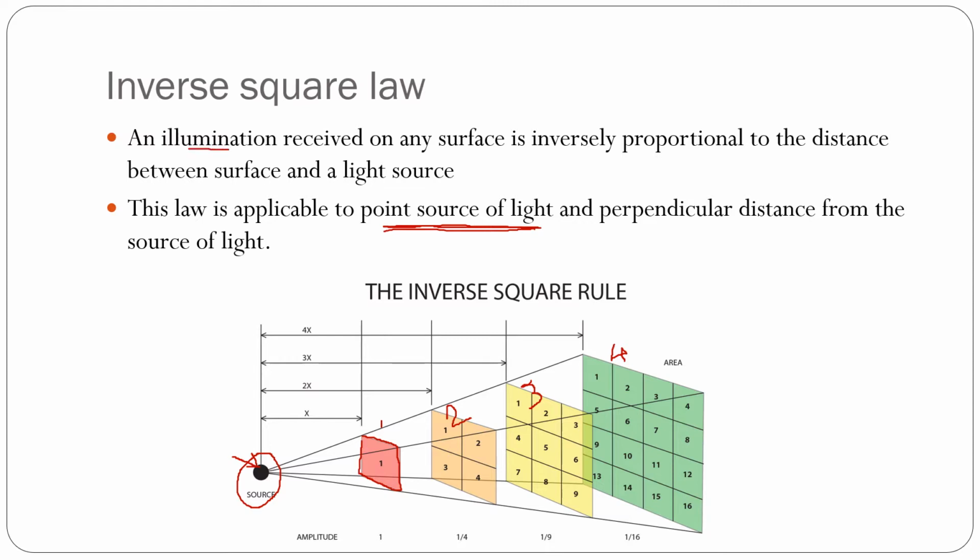The illumination received on any surface: if I am going to receive on this surface 1, the area of this surface is A1. So the illumination received at surface A1 is inversely proportional to the distance between the surface and the light source. If I consider this A1, the distance between the light source and this area I consider as x. So it states that it's inversely proportional to the square of the distance, so 1 by x square. Now we prove this inverse square law.